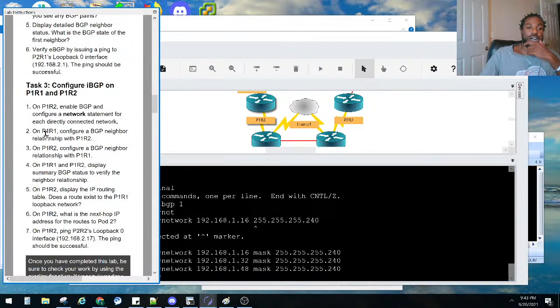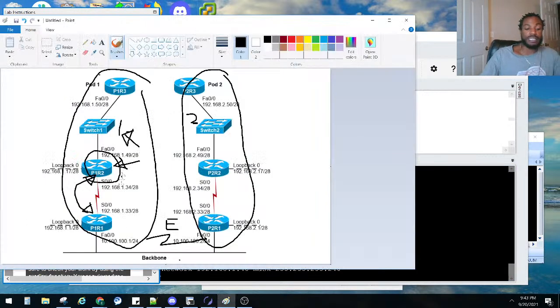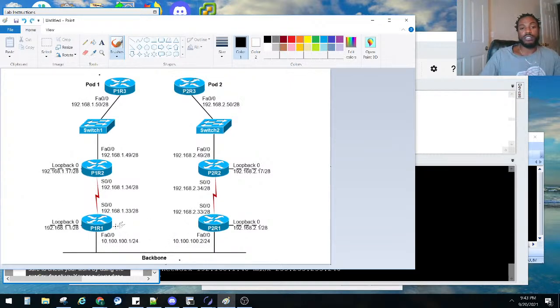On P1R1, configure a BGP neighbor relationship with P1R2. So now they want us to basically make these two guys neighbors, right? We already made these two neighbors. Hold on, let me get rid of all this. How do we do that? We did that with the neighbor statement, remember? We did neighbor and then put that IP address, and we said who the remote AS is.